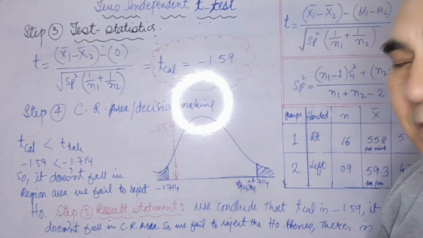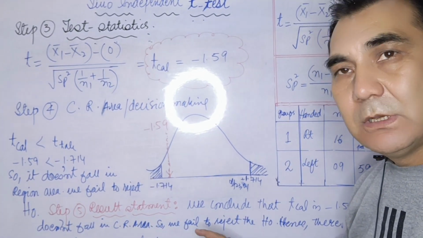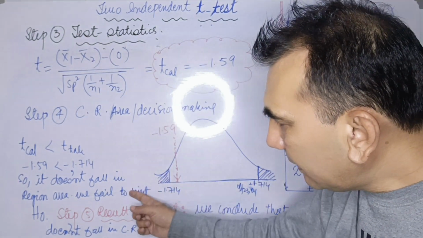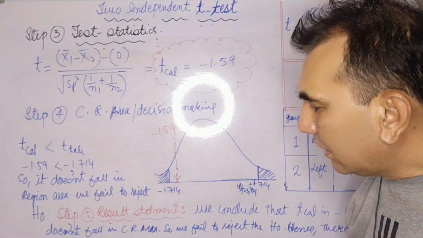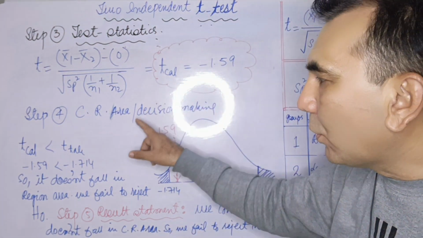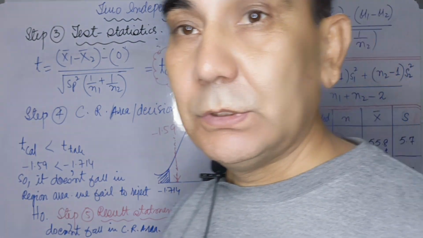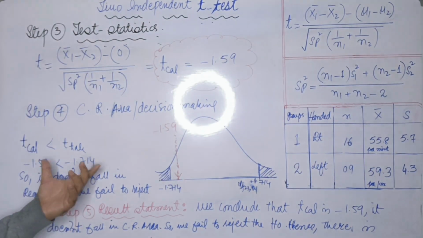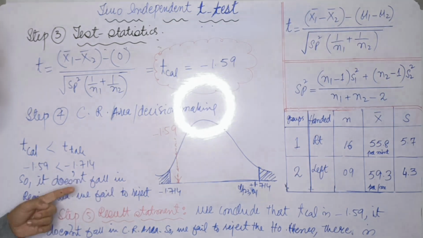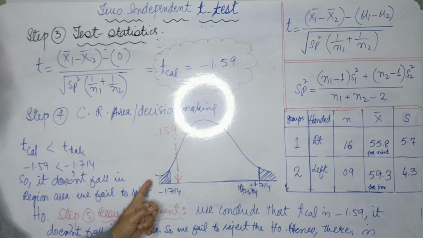So while writing the result statement, when we fail to reject the null hypothesis, we always write in support of the null hypothesis. If we reject the null hypothesis, then in the result statement you write in support of the alternate hypothesis. Okay, just keep in mind. Now another thing to clear your concept here.